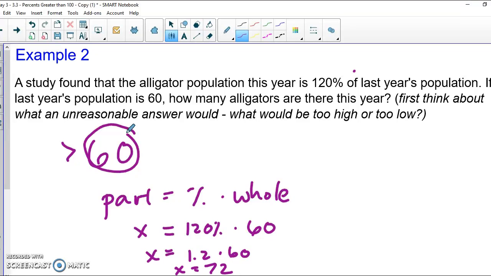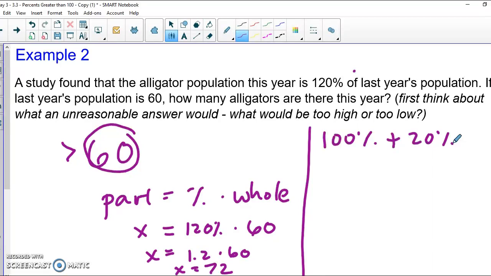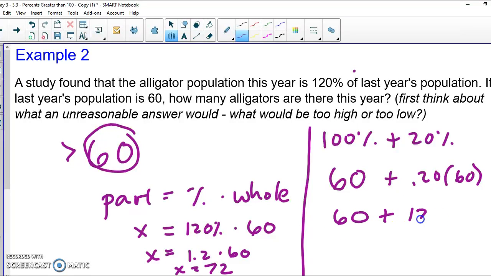Or, since I know that 120% would be 100% plus 20%, I could say, okay, 100% of 60 is 60, and now I just need to find 20% of 60 and add it to that, so that 100% plus 20% will give me 120% altogether. So if I multiply 0.2 times 60, I find that that amount is 12, which also gets me to an answer of 72.